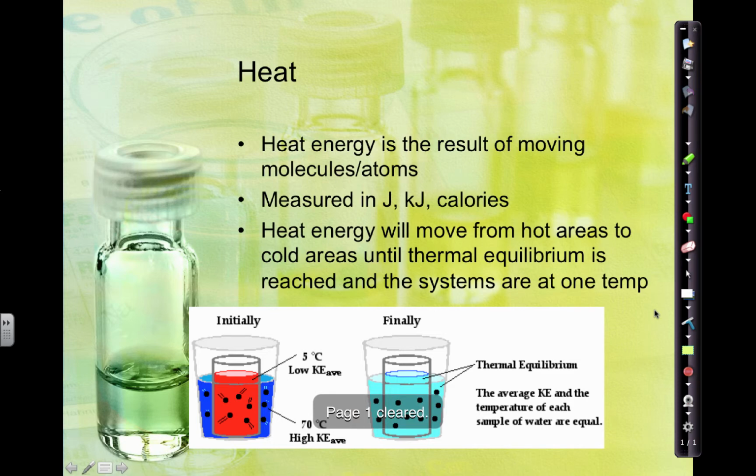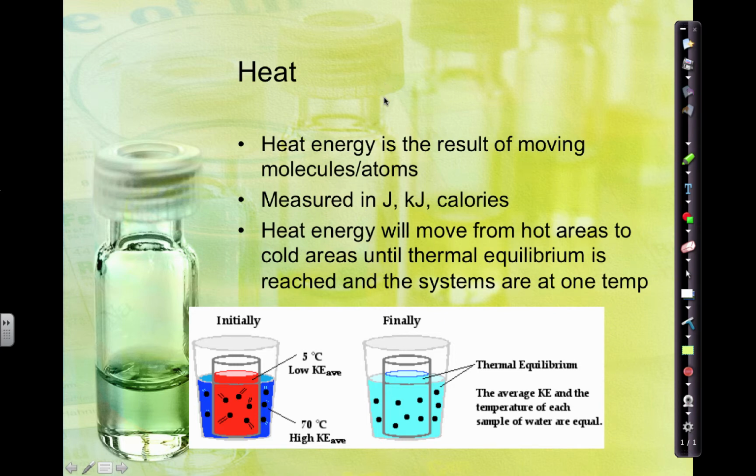All right, so when we talk about heat, energy is the result of moving molecules. So if you have something that's hot, well, the molecules are moving around a lot, and then if it comes into contact with another system that's not as hot, those molecules start colliding with each other and they transfer energy. So eventually, after enough collisions have happened, the heat transfer will stop, and the heat is transferred through the motion of molecules colliding with each other.